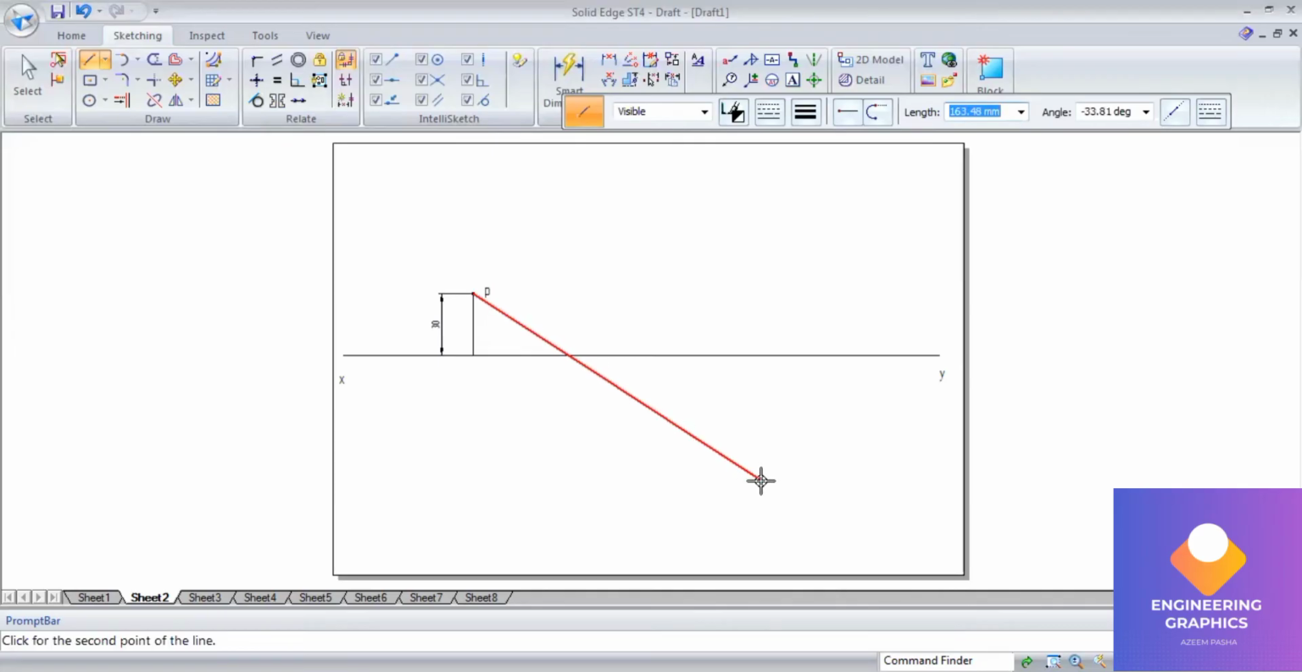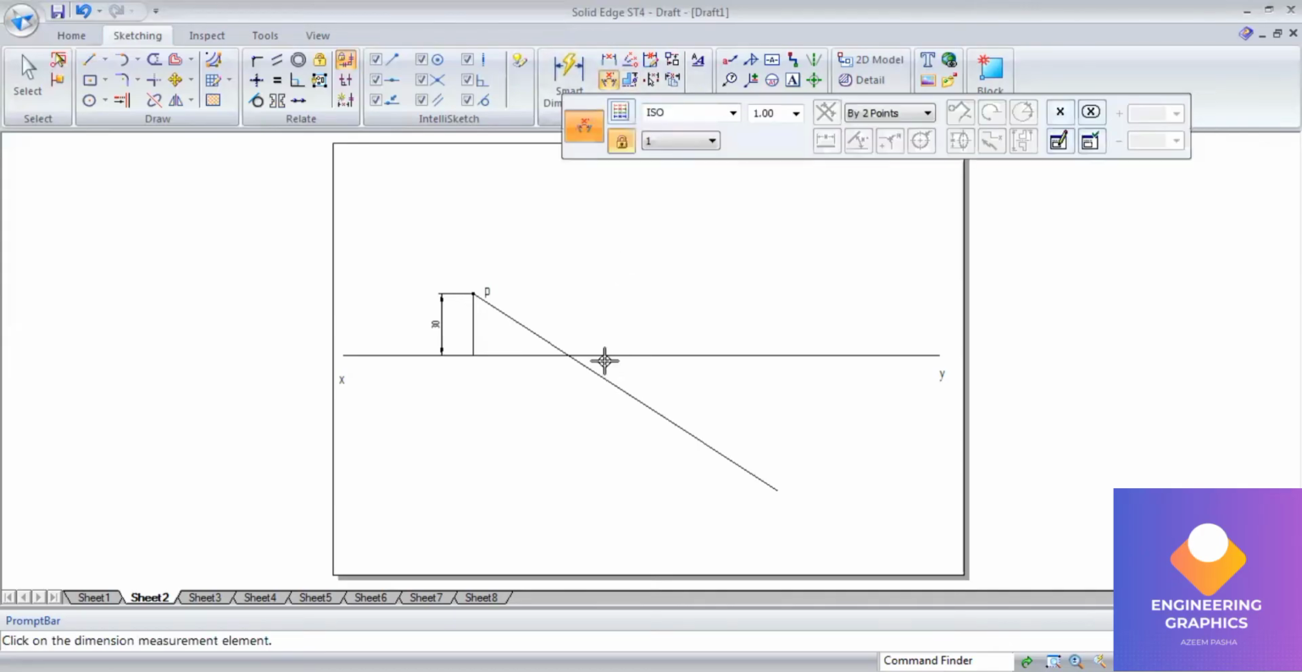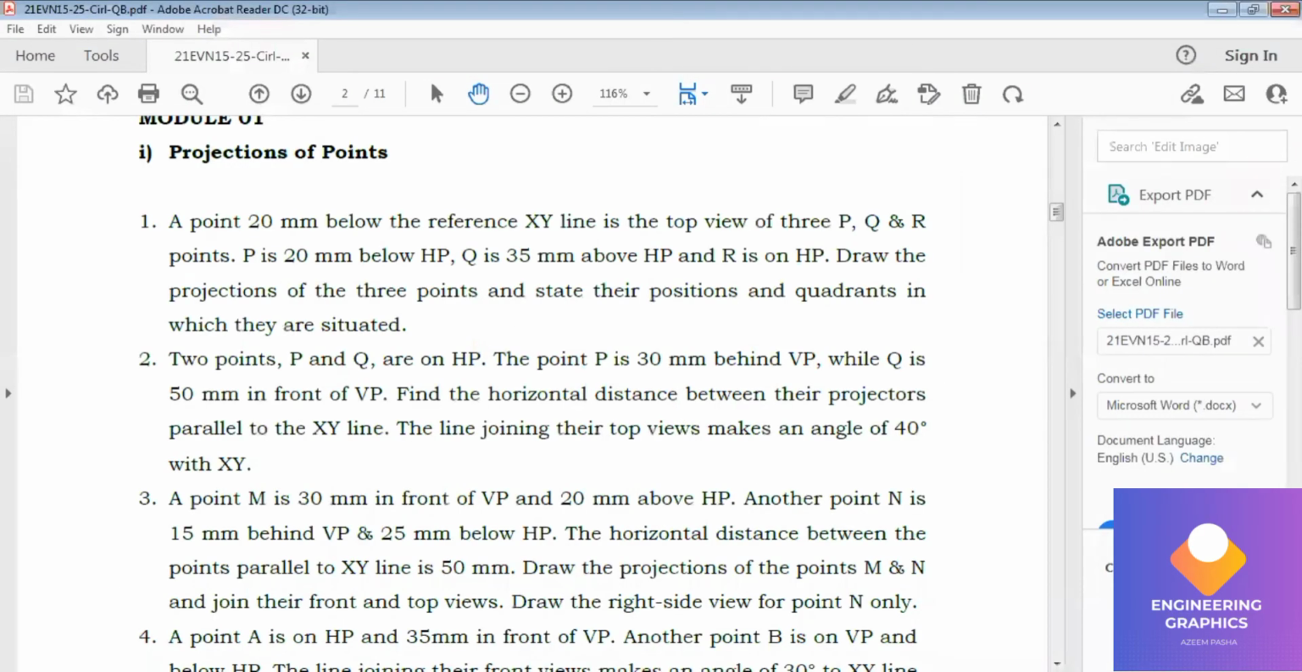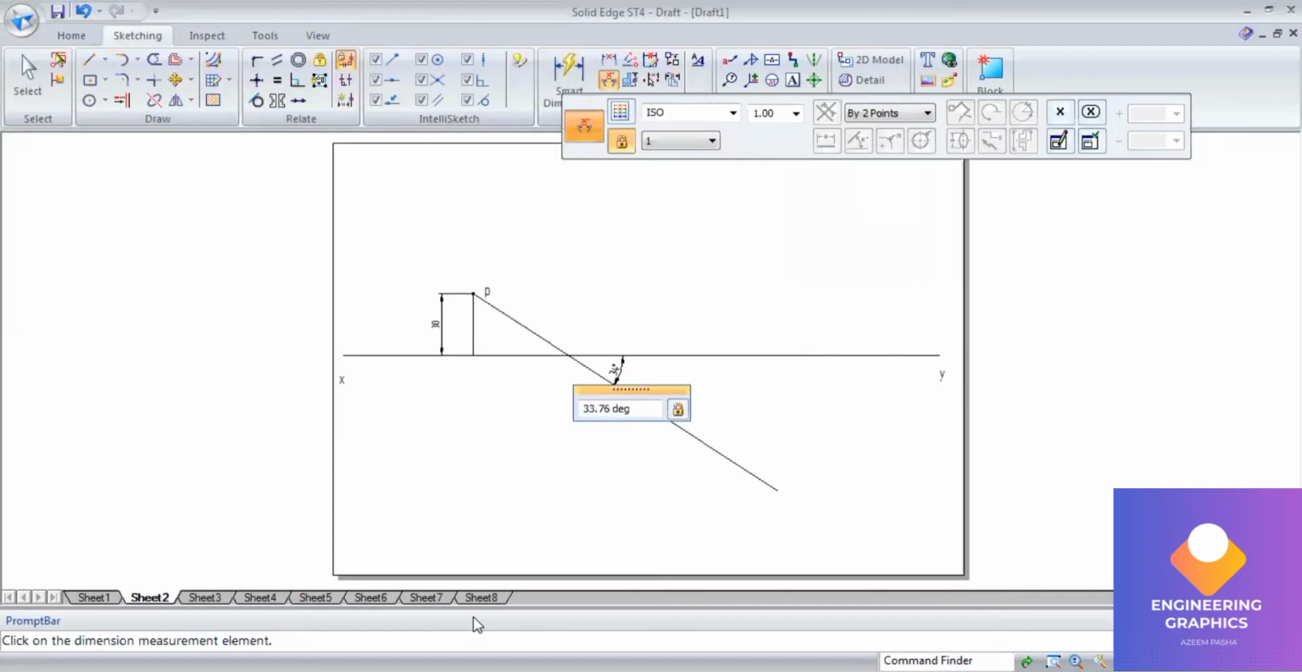Just randomly, first I will draw a line. Then with respect to the XY line I will change the angle, using the angle between command. So here I will change it to 40. So the angle we should have is 40 degrees with XY.